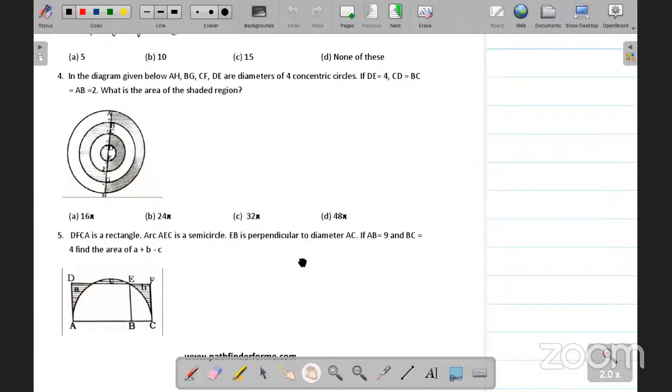And let me mark out the points. This is A. This point is B. This point is C. D, E, F, G, and H. Please note the order: A, B, C, D, E, F, G, and H. There are 4 concentric circles.